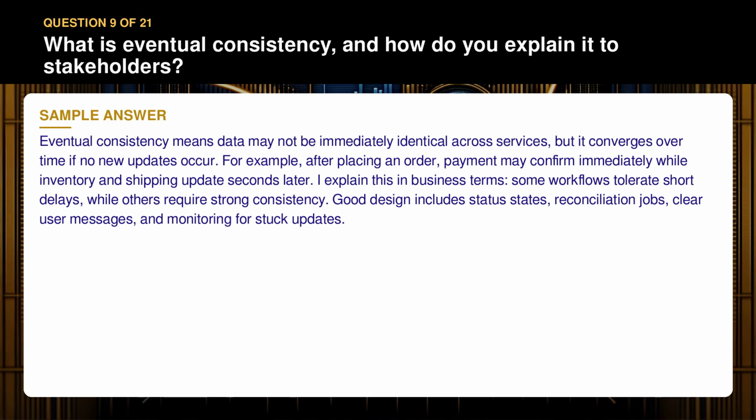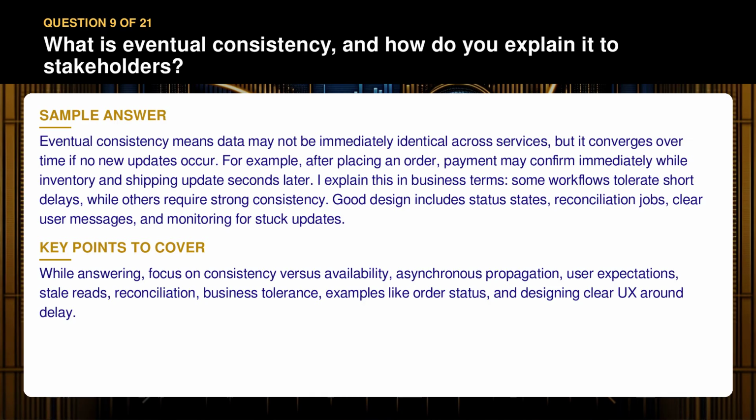I explain this in business terms. Some workflows tolerate short delays, while others require strong consistency. Good design includes status states, reconciliation jobs, clear user messages, and monitoring for stuck updates. While answering, focus on consistency versus availability, asynchronous propagation, user expectations, stale reads, reconciliation, business tolerance, examples like order status, and designing clear UX around delay.